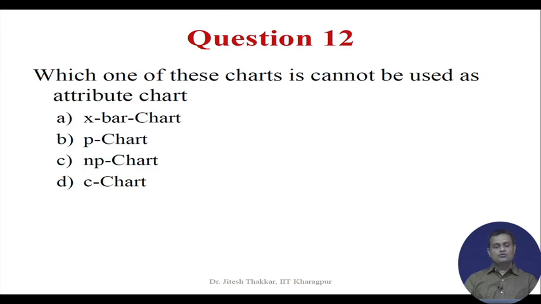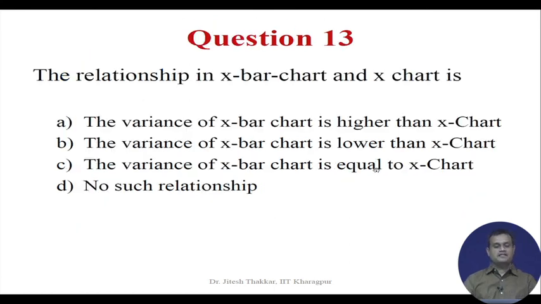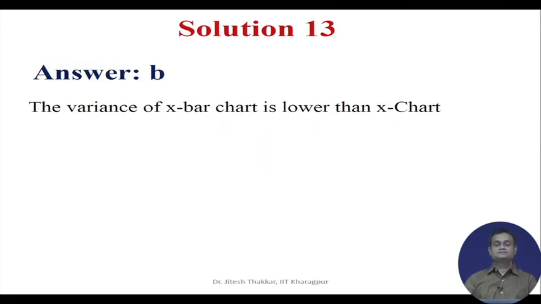Question 12. Which one of these charts cannot be used as attribute chart? X bar chart, P chart, NP chart, C chart. So, the correct answer is A. You cannot use X bar chart, basically it is a chart for variables. Question 13. The relationship in X bar chart and X chart is: the variance of X bar chart is higher than X chart, the variance of X bar chart is lower than X chart, the variance of X bar chart is equal to X chart, no such relationship. So, the correct answer is that variance of X bar chart is lower than X chart.